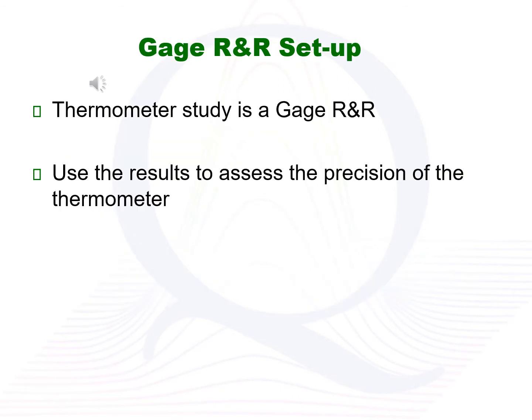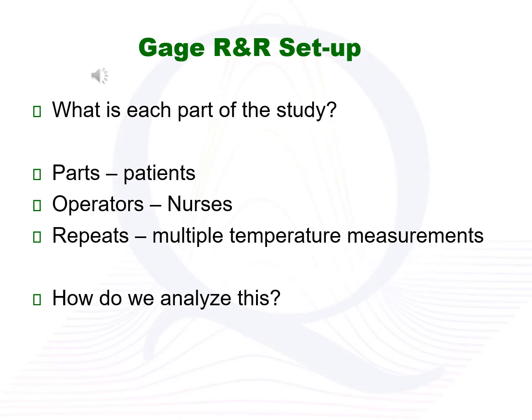Now let's go back to the thermometer study. By looking again at it, you should be able to see that it is a gauge R&R. We will use the results of the study to assess the precision in the thermometer. Now that we have learned about gauge R&Rs, let's use the thermometer study and identify the sections of the study. So based on the information that we have, you should be able to see that the patients are the parts, the nurses are the operators, and the repeats are the multiple temperature measurements made on the patients by the same operators.